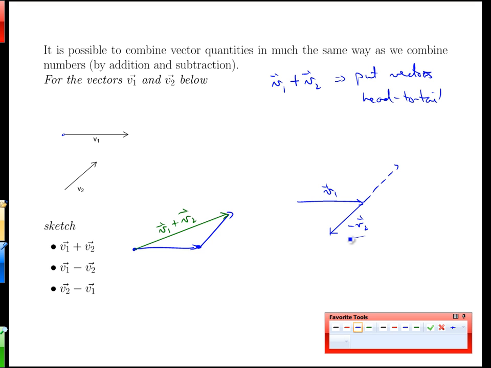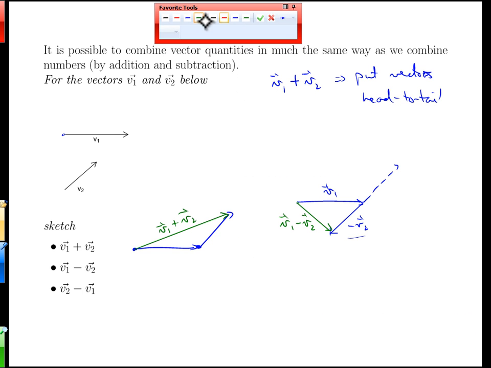And other people have learned different head-tail constructions here. I like doing it just as the negative because it's something that plays a role later on. The resulting vector is this connection here, and so that would be the vector v1 minus v2.